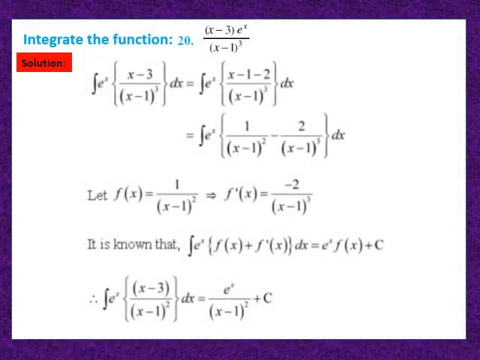Next is question number 20. Integrate the function (x minus 3) upon (x minus 1) cube into e power x. So writing the integral e power x (x minus 3) upon (x minus 1) whole cube dx, we'll get e power x (x minus 1 minus 2), because in the denominator we have x minus 1. So it will be very simple if we write x minus 3 as x minus 1 minus 2. So dividing it into two parts, we'll get integral e power x (1 upon (x minus 1) whole square minus 2 upon (x minus 1) whole cube).